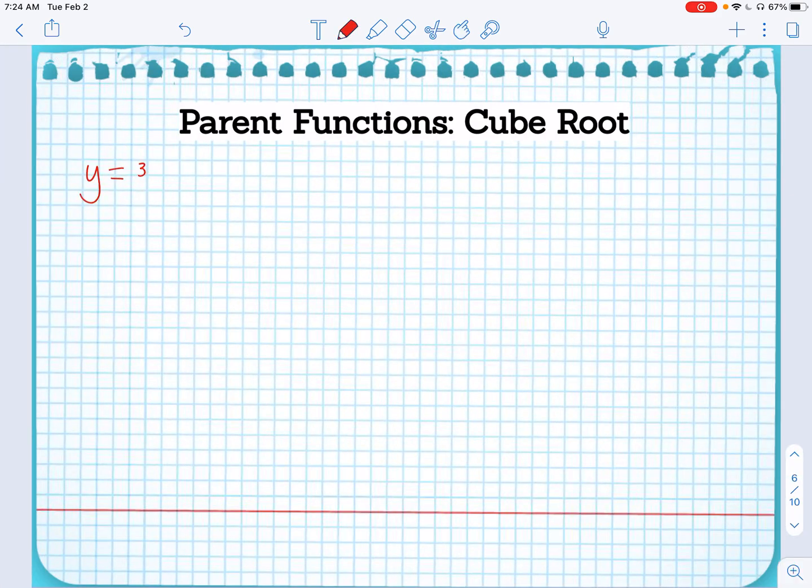So the cubed root function, I can take the cubed root of a negative. In fact, you can take the root of any odd value. So a cubed root, a fifth root, a seventh root.